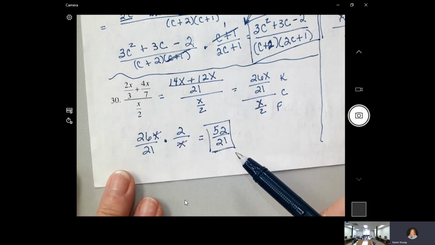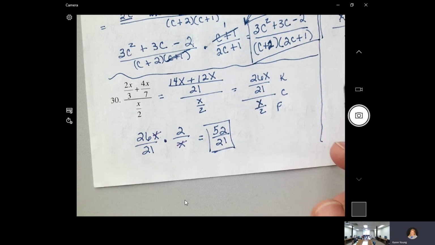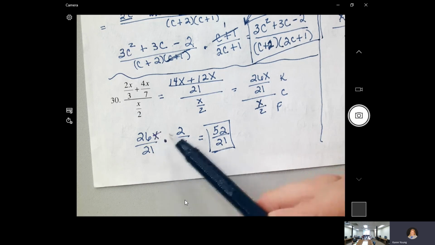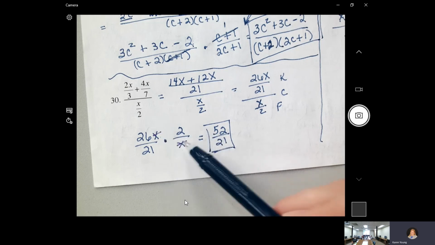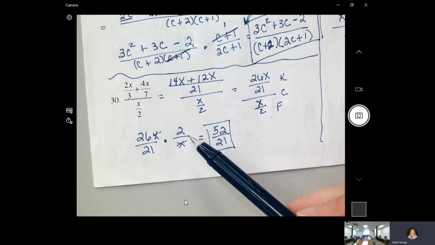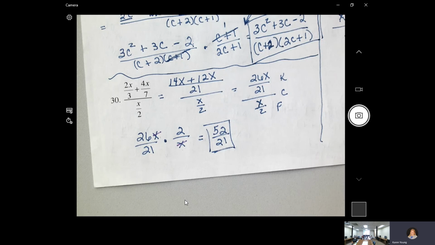How do we just 26x? Well, 26x is the same thing as saying 26 times x. Because if x was a number, say x was 7, then it'd be 26 times 7. So if it's like that, then you can cancel. The only way you can't cancel is if there's a plus or a minus.